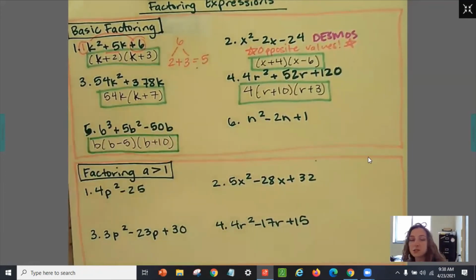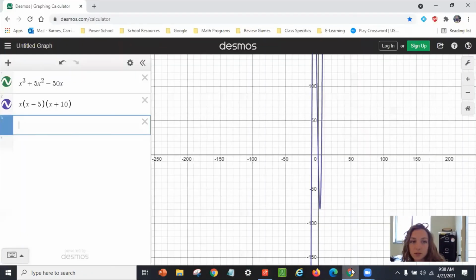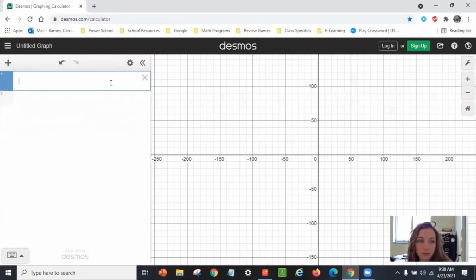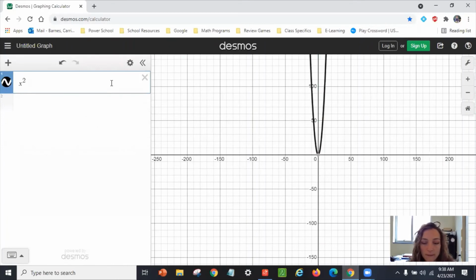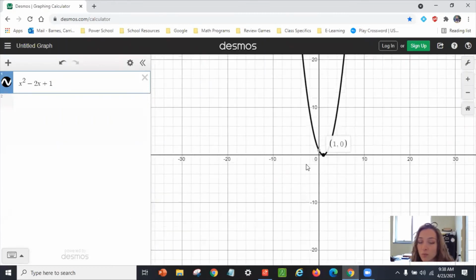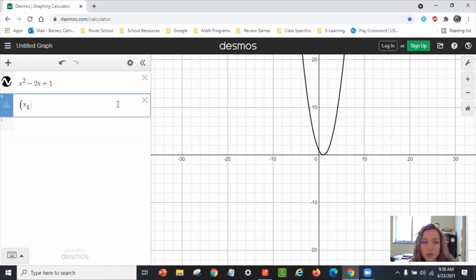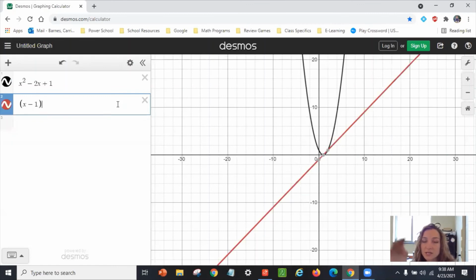Okay, n squared minus 2n plus 1. Okay, here's our equation, and you can see that this one is actually only going through 1 point. If you'll recall the multiplicity, this is actually bouncing here, so that means that the 1 is going to be repeated. But let's try something out. If we do x minus 1, we're just going to get a straight line here. So this actually doesn't make sense that they don't line up.